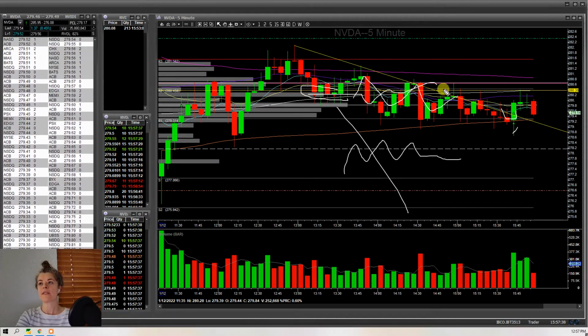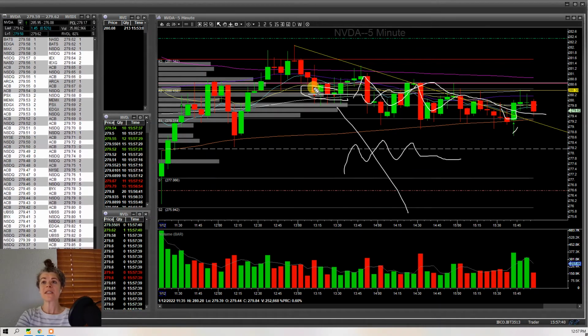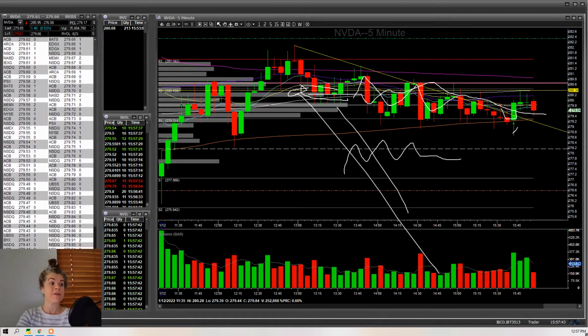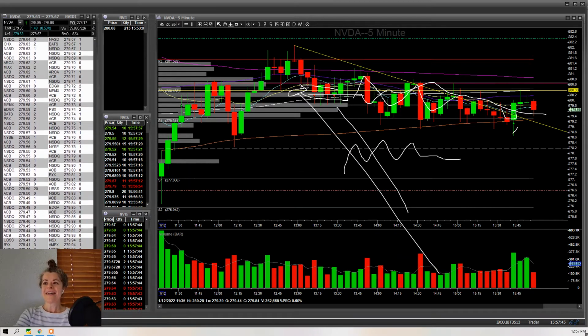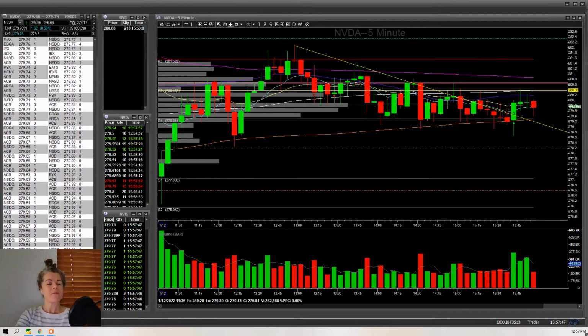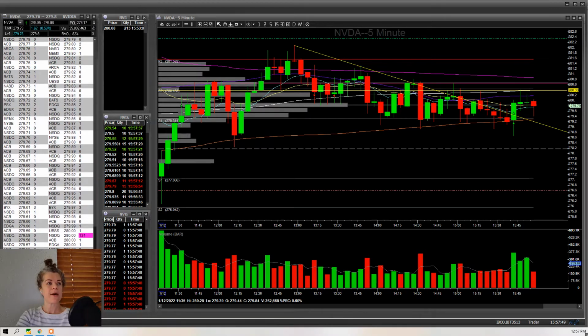I've waited this long. If this is going to reject this level and move, it better reject that level and move. So, whatever, it worked out. Yeah, so that was how I played NVIDIA.